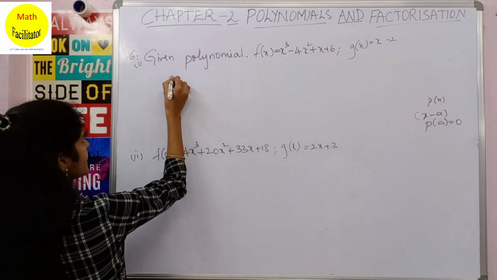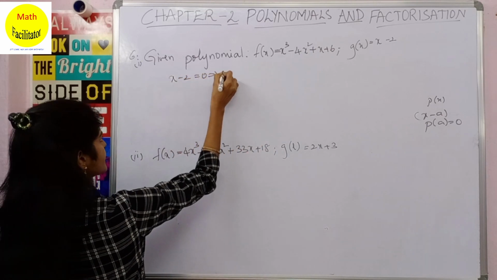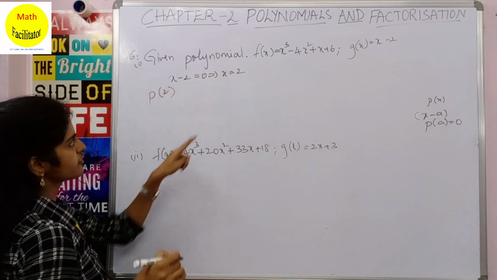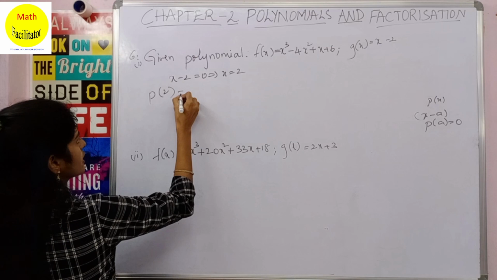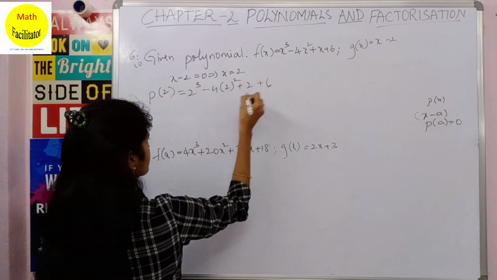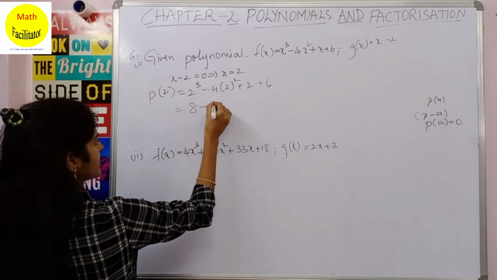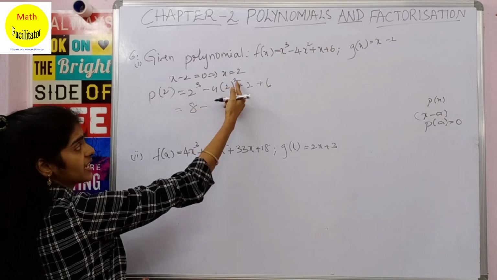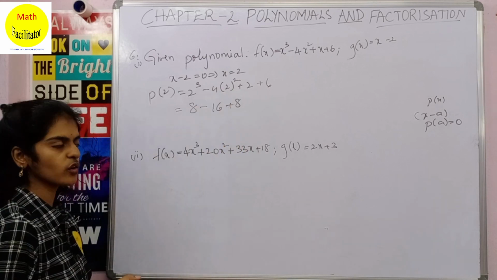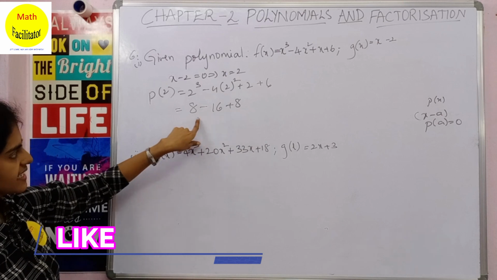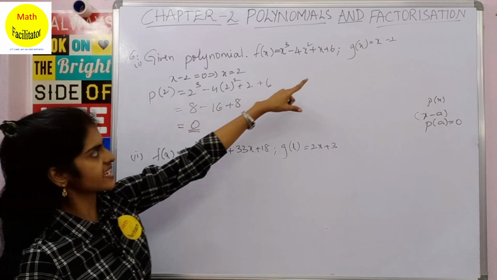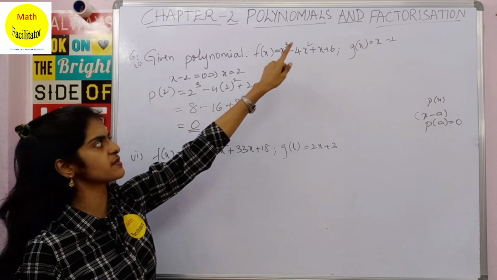Firstly, x minus 2 is 0, which implies x is what? x is 2. So substituting p of 2: here it is 2 cube minus 4 into 2 square plus 2 plus 6. So 2 cube is 8, minus 4 into 2 square, which is 4, so 4 4s are 16, plus 2 plus 6 is 8. So 8 plus 8 is 16, minus 16, so it is 0. Since p of 2 is 0, you can say that x minus 2 is a factor of this polynomial.